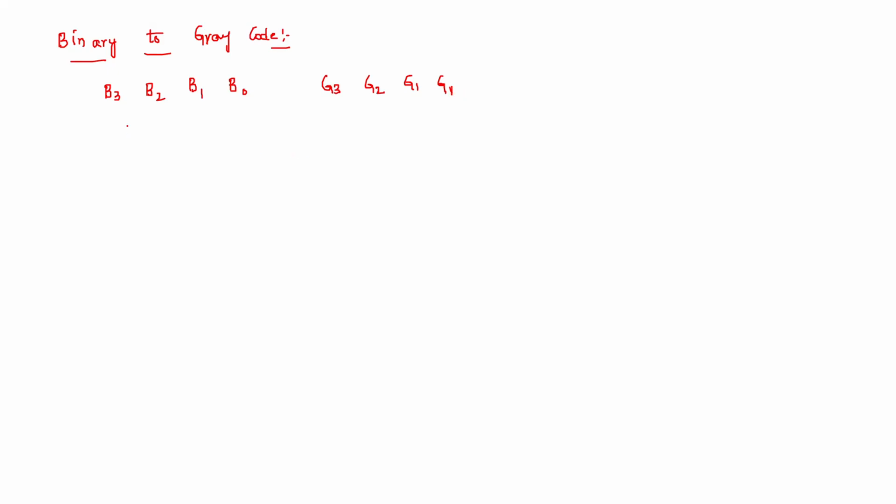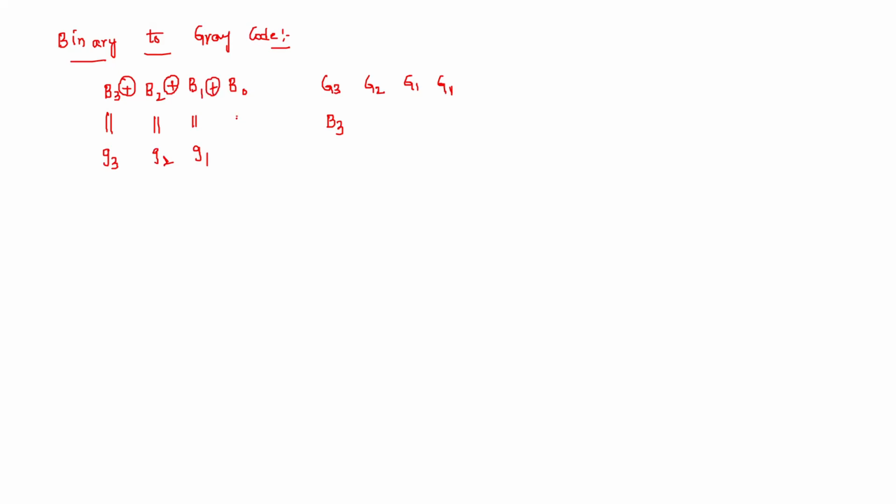So first this is the number B3. B3 should be the same as G3. Whatever the B3 number is, that is carried over the same. So G3 is the same. And then B3 and B2, do the XOR, then we will get the G2 value here. And B2 and B1, do the XOR, then we will get G1.